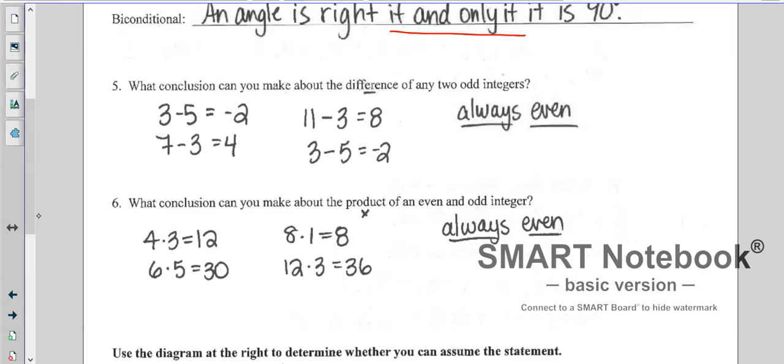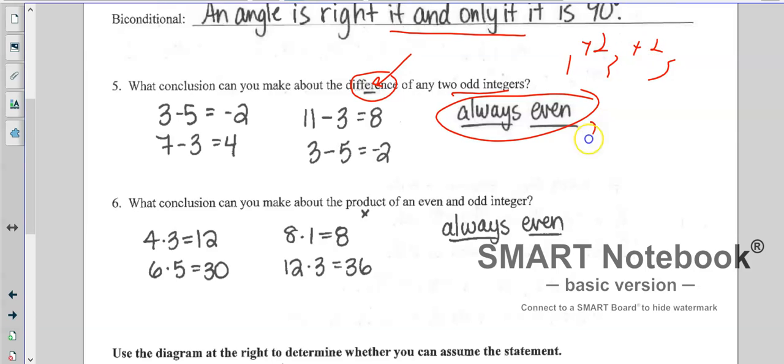All right. What conclusion can you make about the difference? Now remember, difference means subtraction. Two odd integers. Those are numbers like 1, 3, 5, 7, 9. Make sure you're paying attention, using the correct type of numbers, and you're using the right operation. All right? And here we have 3 minus 5 is negative 2, 7 minus 3 is 4, 11 minus 3 is 8. You always get even numbers. And that makes sense because 1, 3, 5, you're adding 2 each time. And it's the same thing with even, 2, 4, 6, you're adding 2 each time. So the difference is even.